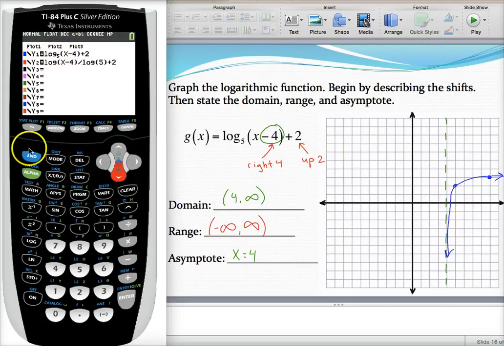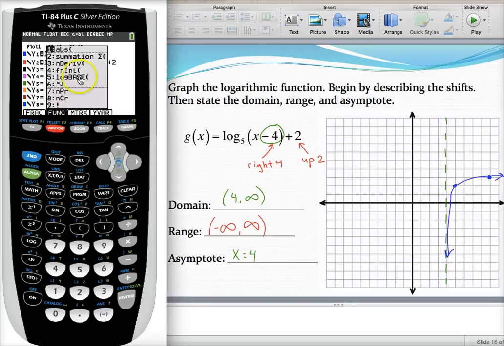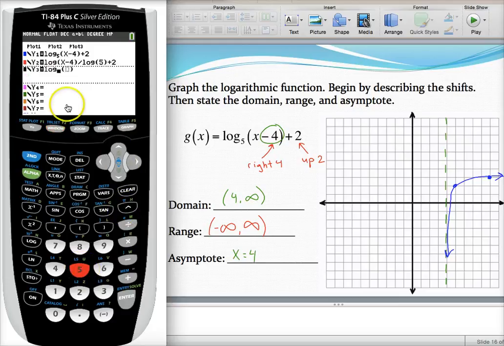If you do have log base, you'll be able to tell if you hit alpha and then the window button, you'll see right there, option 5 is this thing called log base. If you select that, it lets you go ahead and just type in exactly what you want in the base and in the parentheses right there.